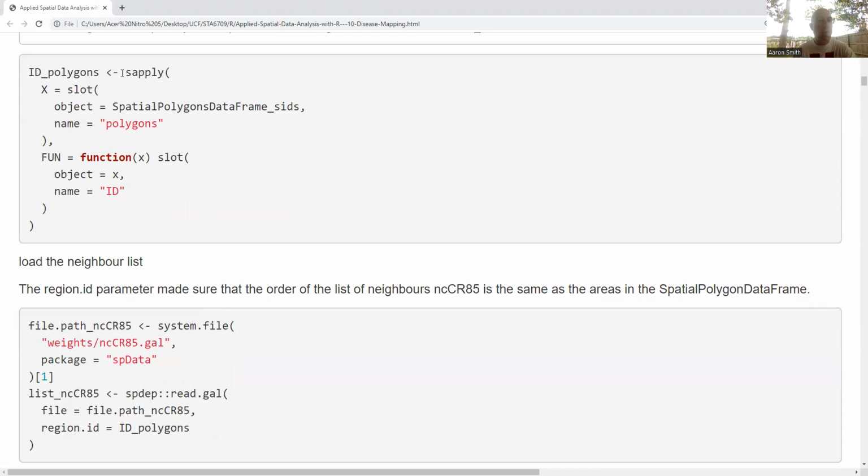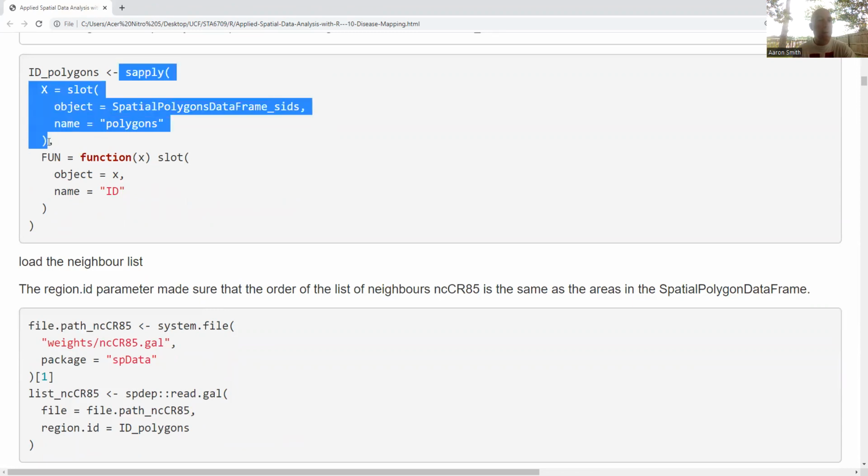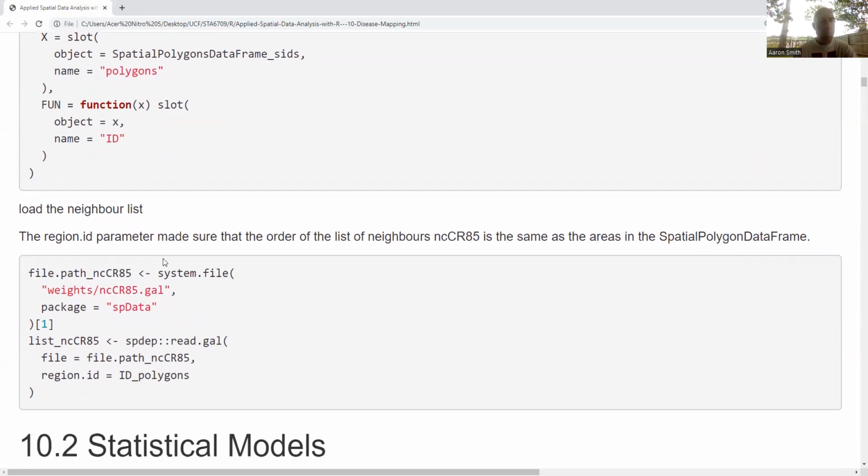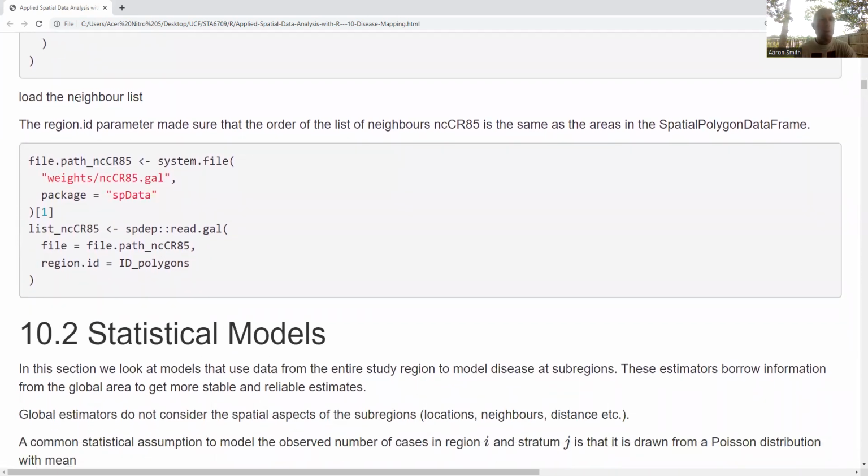Now here, I'm just extracting the IDs. I'm taking each of the polygons, and I'm taking the ID off of each polygon. I'm using sapply to do this quickly instead of having to do a for loop. And now I'm going to load the neighbor object. All right, so remember, whenever I'm doing a local computation, I'll need to set up which regions are neighbors of each other. And this is a critical step in the process of building my models.